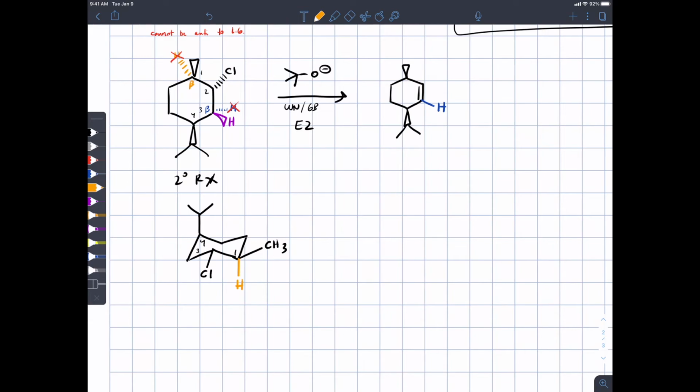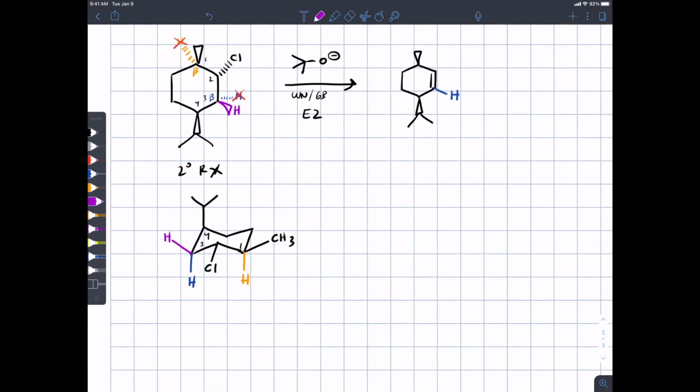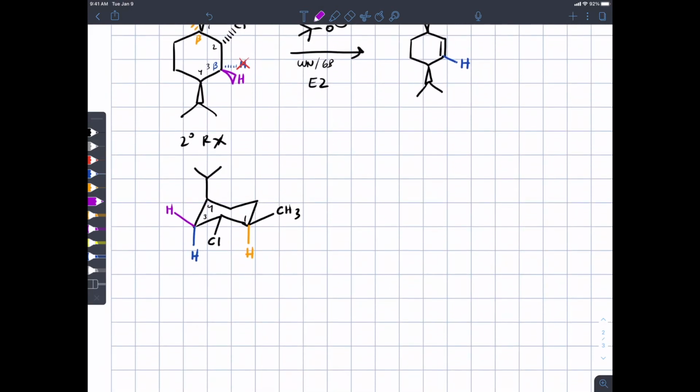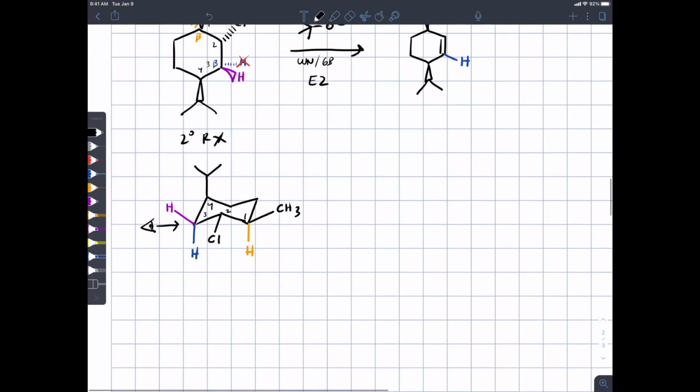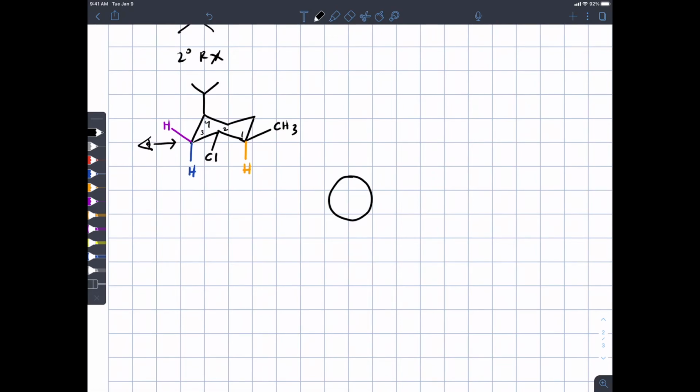Orange beta proton is here. Blue beta proton is here, and purple beta proton is here. So right now, from our perspective, it looks like none of those groups is anti to the leaving group, right? In fact, if we were to look down the bond between carbon 3 and carbon 2, via a Newman projection, on the front carbon we would see the equatorial proton, purple proton up, and the axial blue proton down.